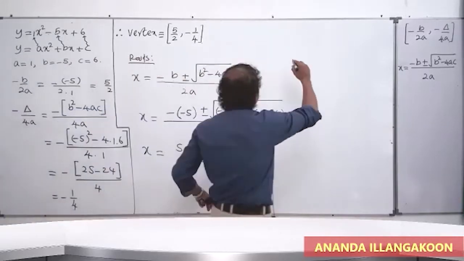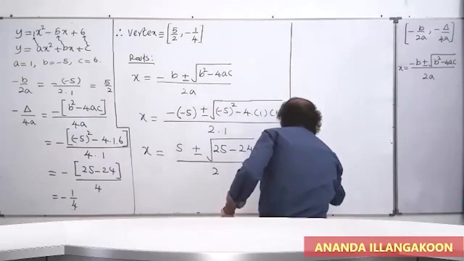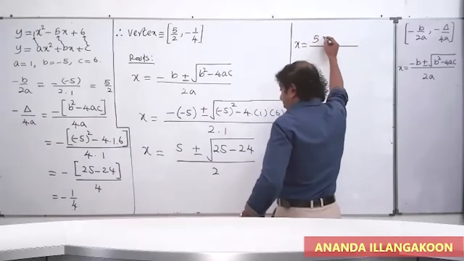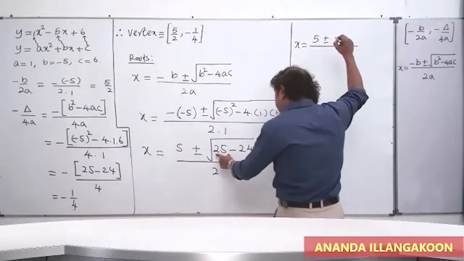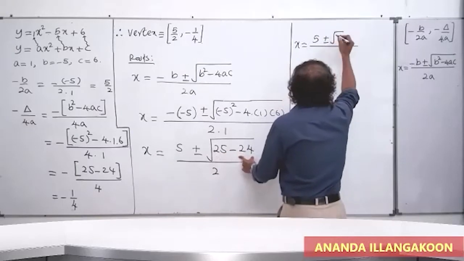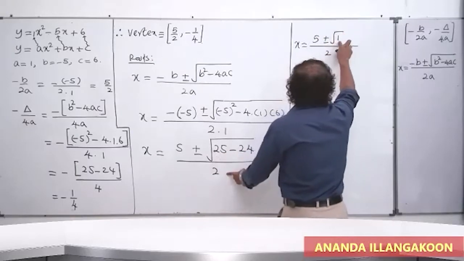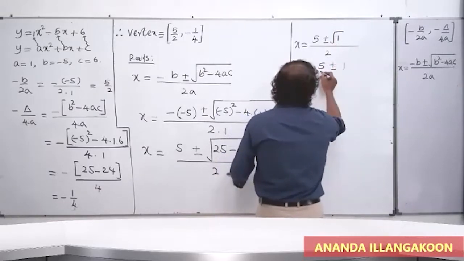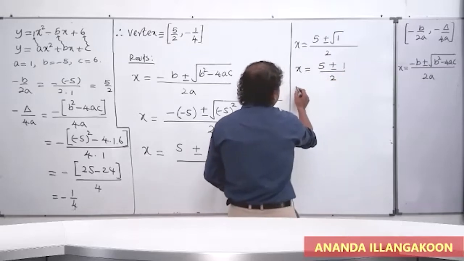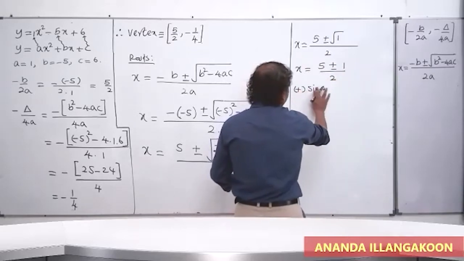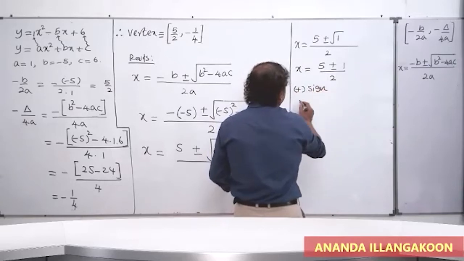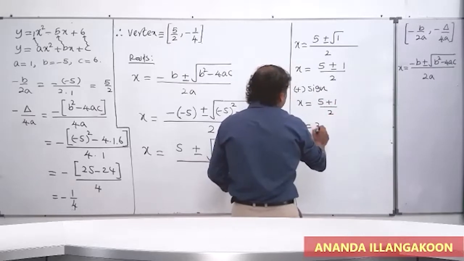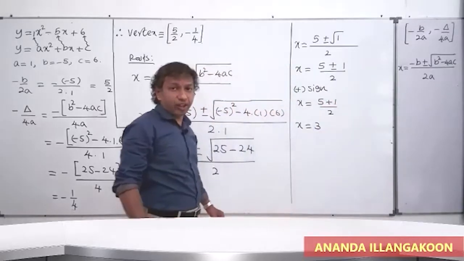Then I write that we are here: x equals 5 plus or minus 25 minus 24 is 1, then root 1 divided by 2. You know, people, the square root of 1 is 1. 5 plus or minus 1 divided by 2. People, we will take this plus sign. Once you take this plus sign, we get x equals 5 plus 1 by 2. That is nothing but 3, no? 5 plus 1 is 6, 6 divided by 2 is 3.